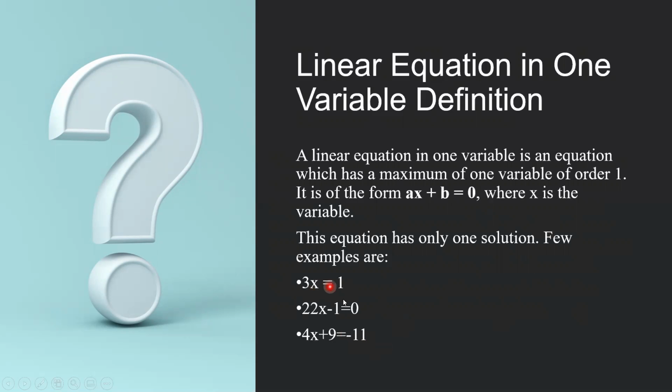So for all these equations here, guys, what we can do is say this is unknown and this is known. So there's only one unknown variable, which is x. Right? That's why these are examples of linear equations in one variable.